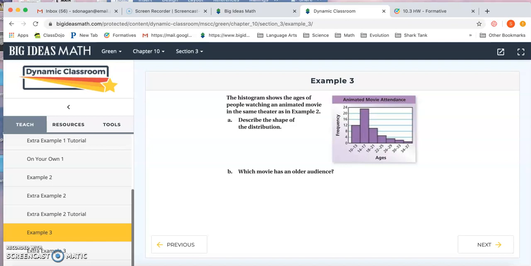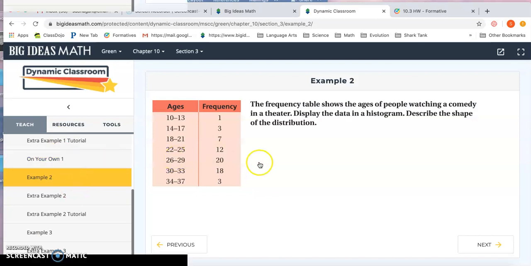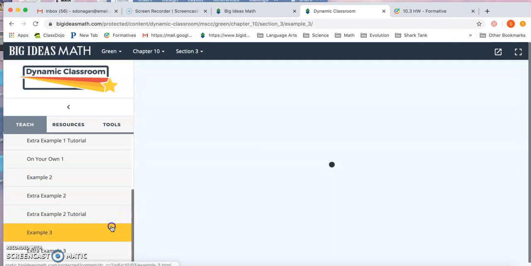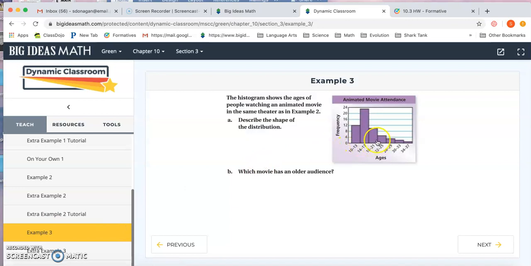Now, if we go back to example 2, which had an example of a comedy movie, look at where's the most of the data? It's down here in between the 22 to 34 range, 22 to 34-year-old range. While over here had most of their data between the 10 and 21-year range. So which movie has an older audience? I would say it was the comedy movie. That is correct. You guys are awesome today. Nothing gets by you.